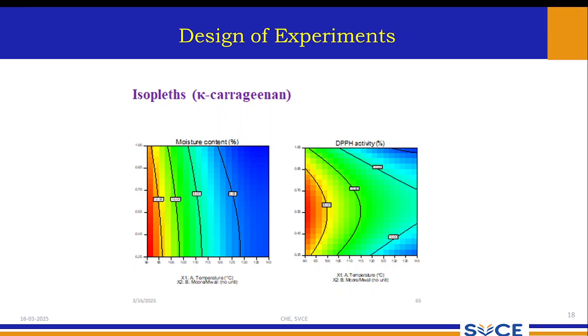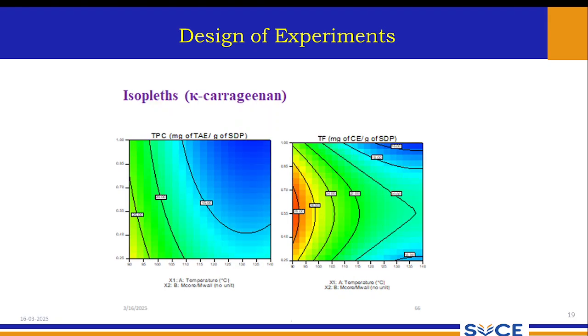And similarly here, for the DPPH activity, red color indicates higher and blue color indicates lower. We want the DPPH to be maximum. So this is the region where the points are lying. That means the temperature and the m core and m wall. So in that particular region, the optimized point has been identified.